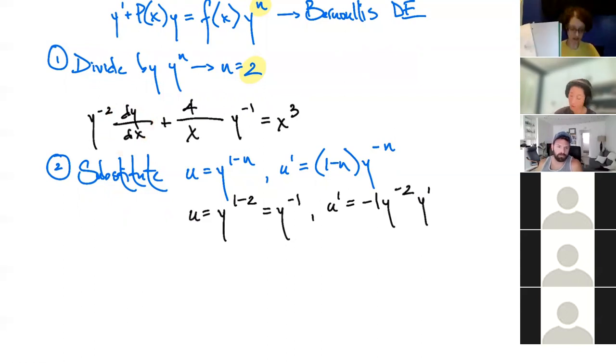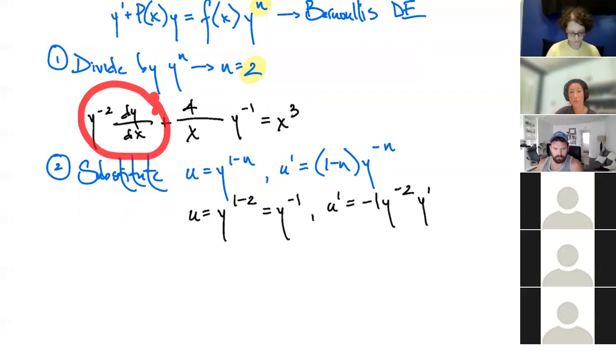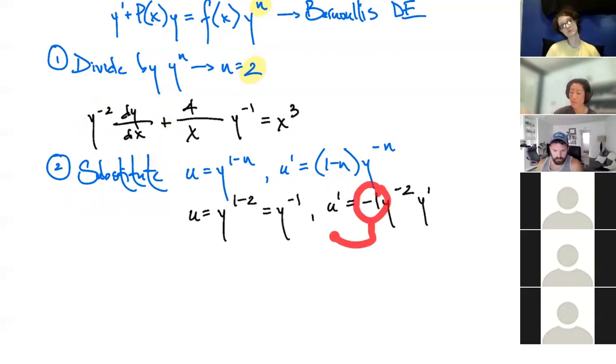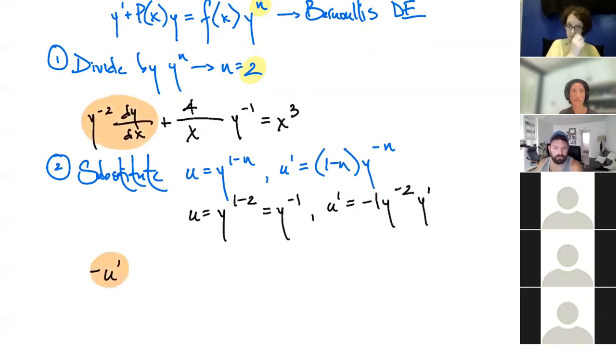And so let's substitute everything in now. Since I have y to the negative 2 dy dx, I'm going to substitute that with, let's bump this negative 1 to the other side, I'm going to substitute that with a negative u prime. So all of this became negative u prime. Now my substitution only involves u's and y's, so I have to leave this plus 4 over x where it is.